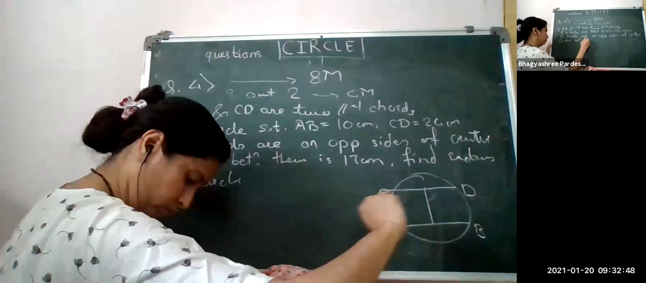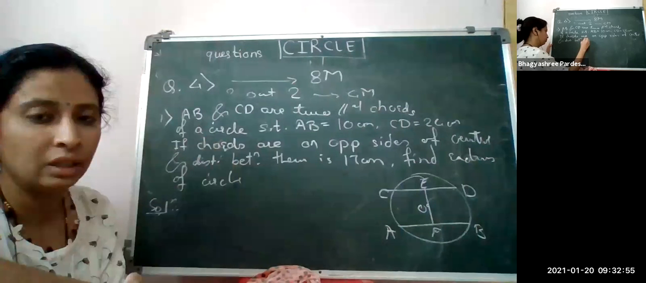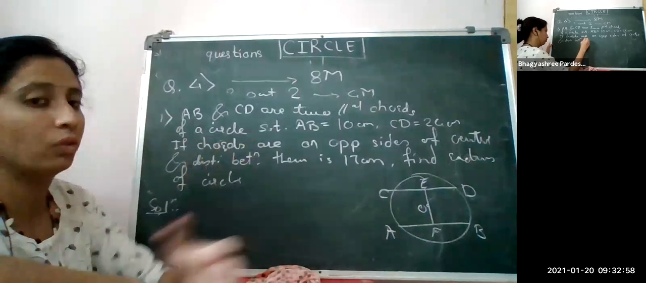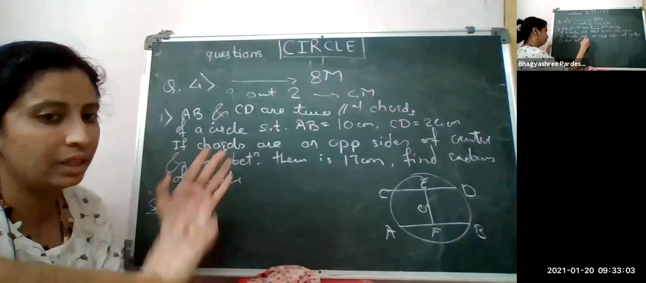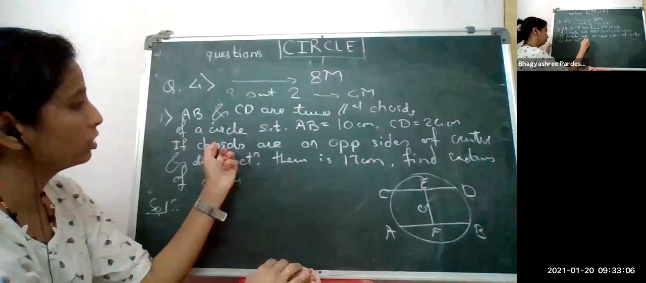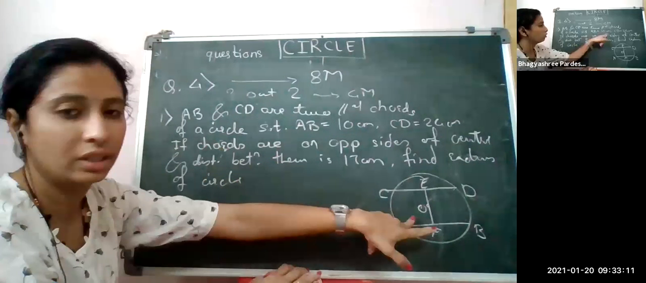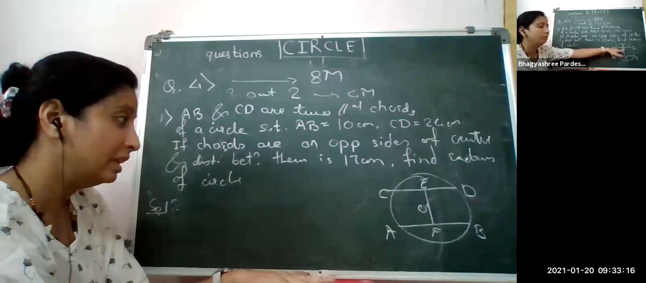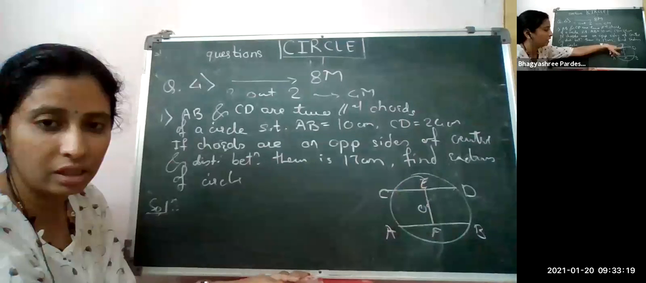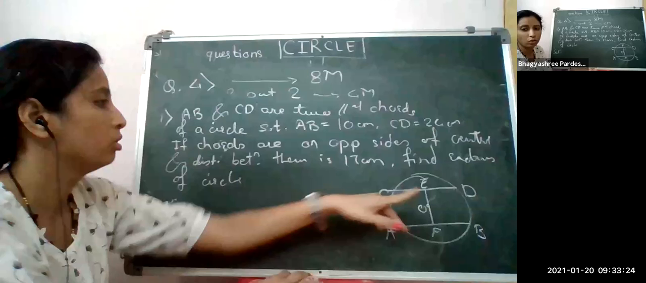Look at this question properly. This question is not from your textbook, but if you look properly, the type is not out of the syllabus. You have this type of question in your syllabus. AB and CD are on opposite sides, and that is given to us: chords are on opposite sides of the center. Then the measurements of the chords are given: 10 centimeter and 24 centimeter. Then the distance between the two chords is also given to us. That is EF, which is equal to 17 centimeter.